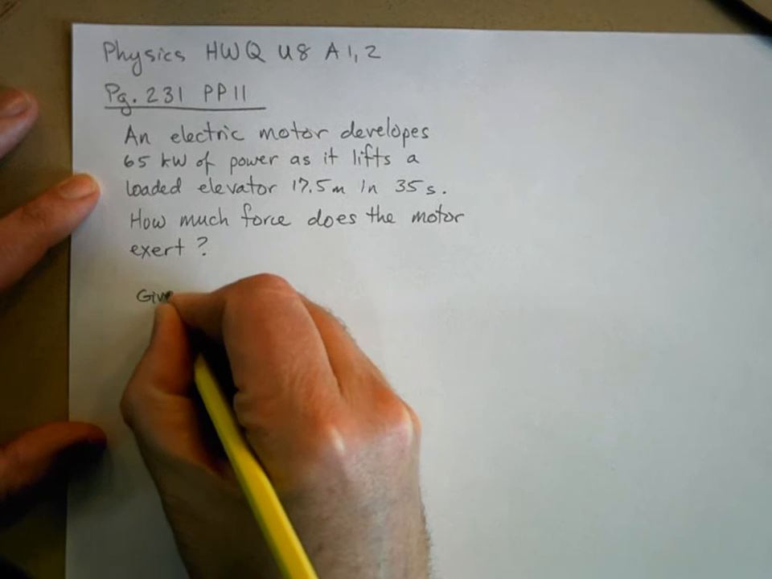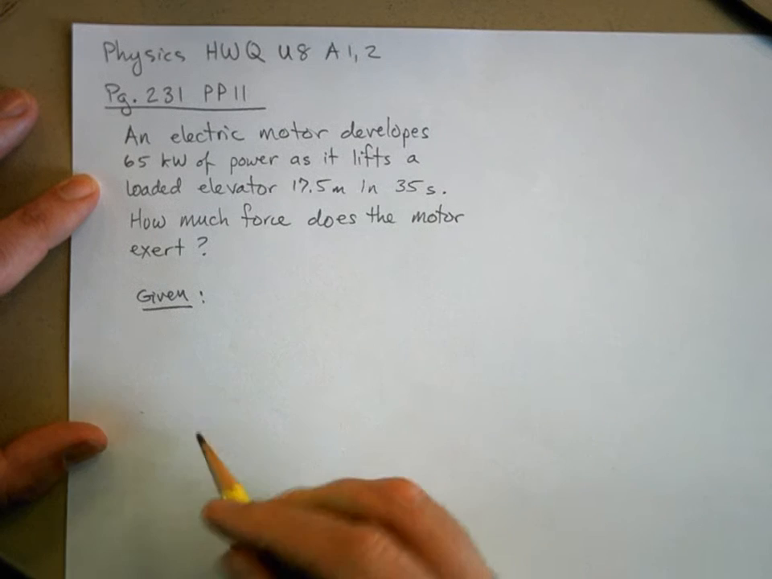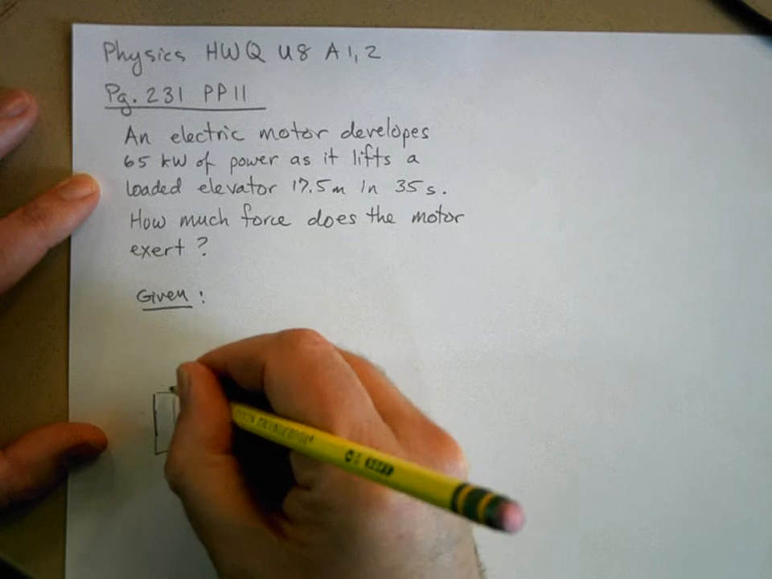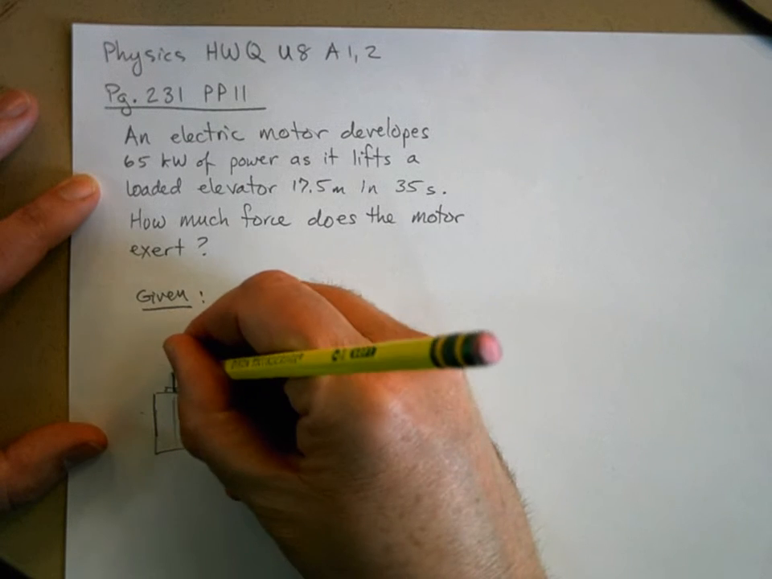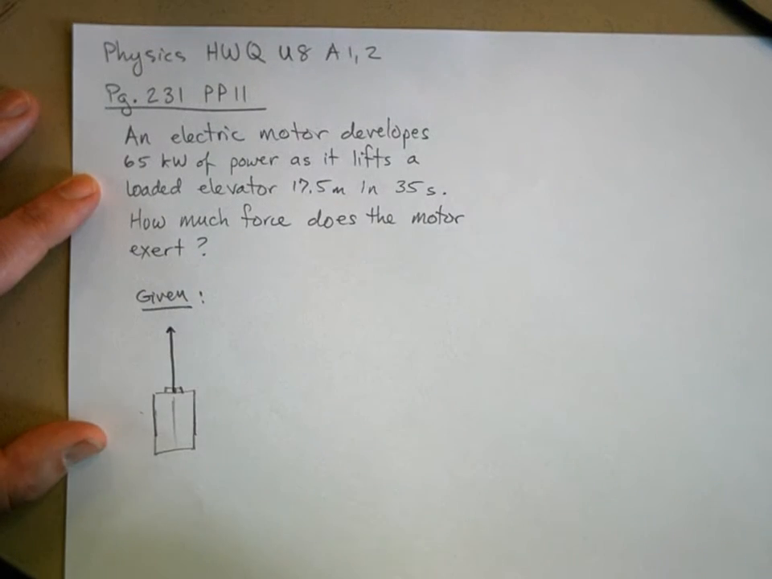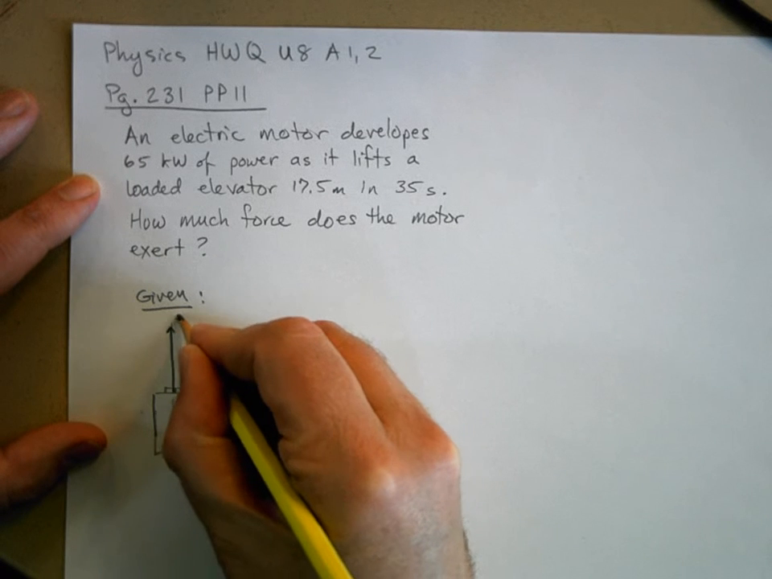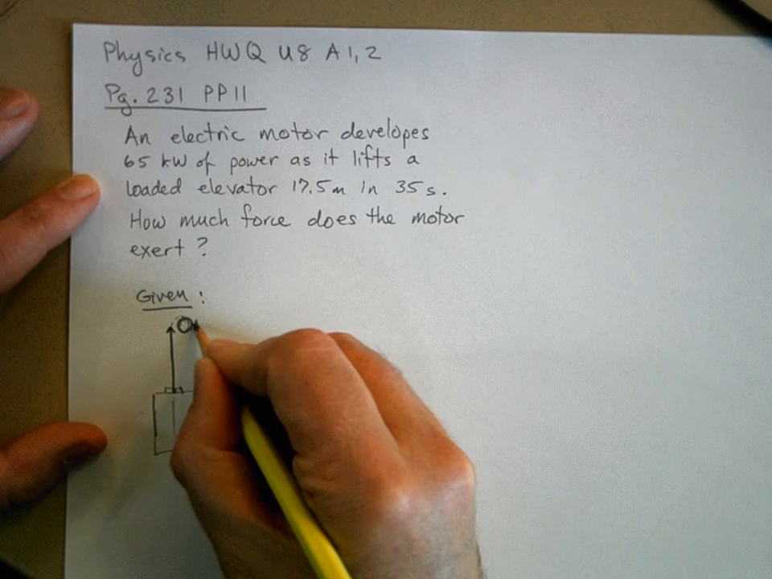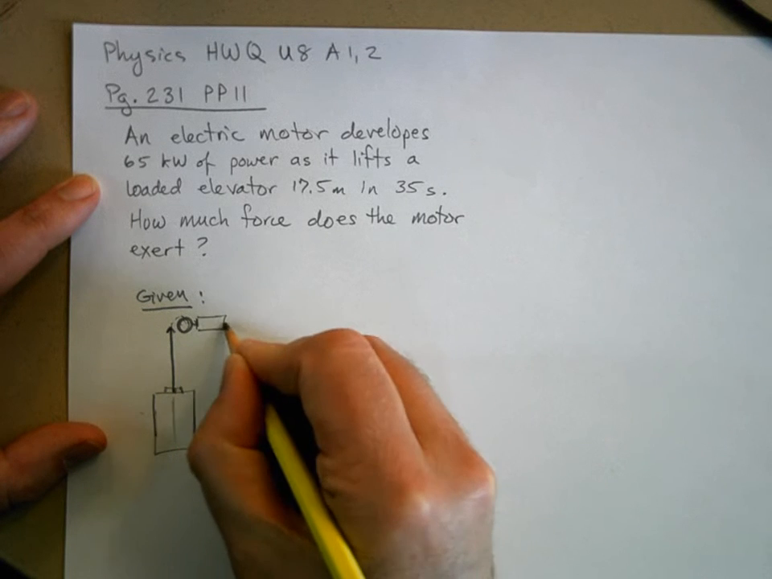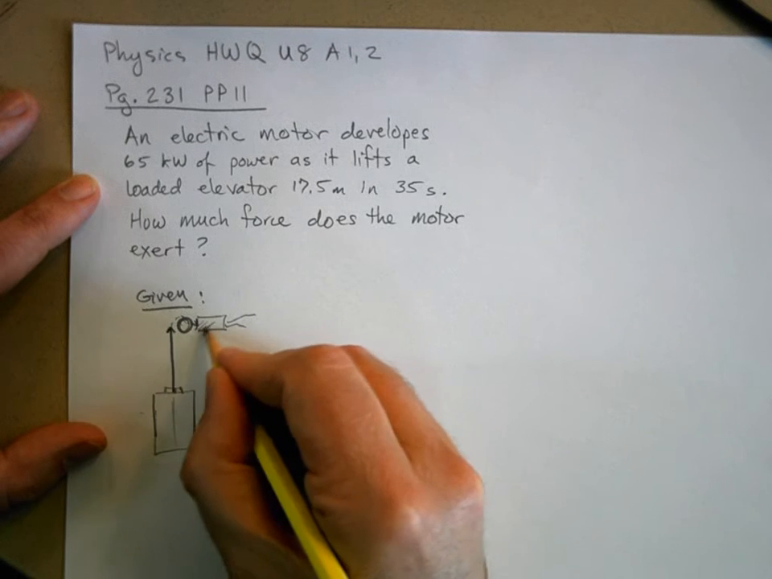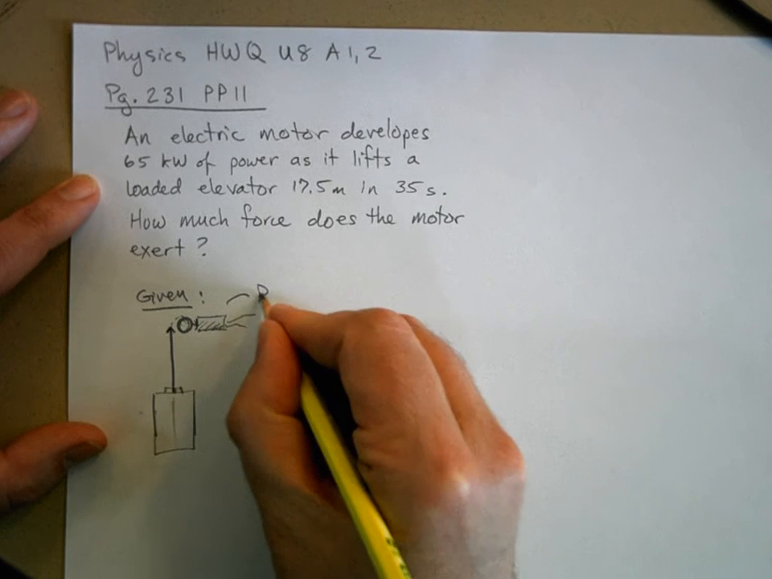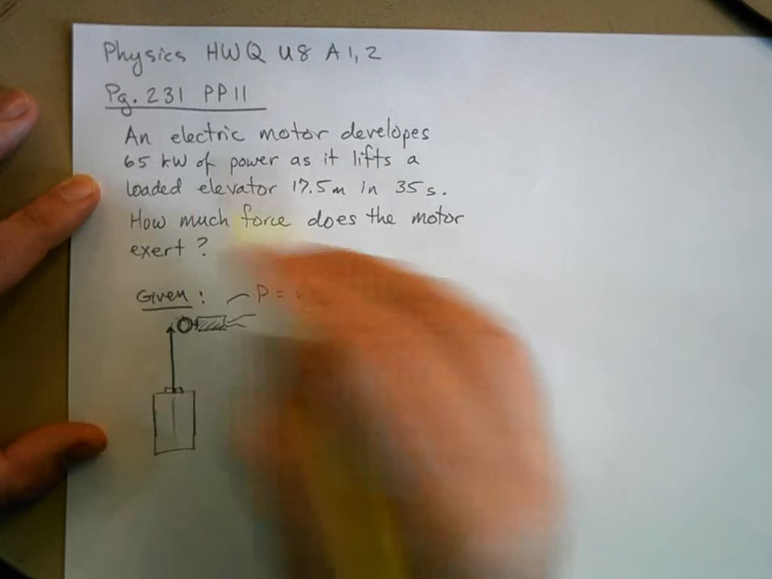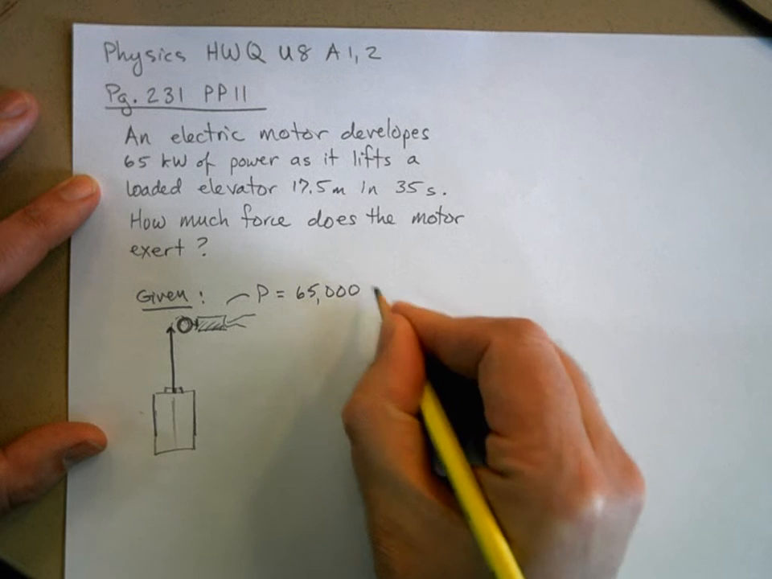So given, we have an elevator. Somehow it's being pulled upward by a cable. And this cable eventually is probably winched up there by some kind of a motor system. It's connected to a battery. And the power of this motor is 65 kilowatts. I'm going to go ahead and change that to 65,000 watts.